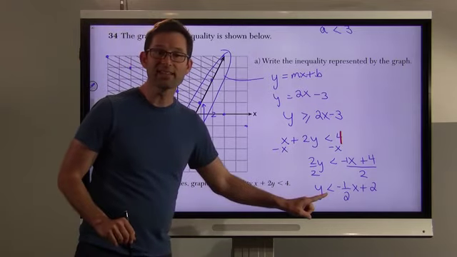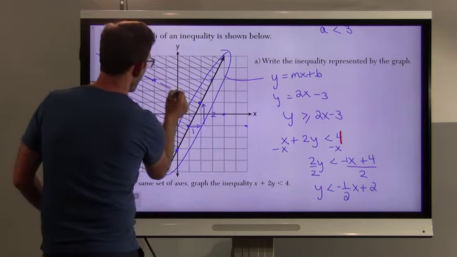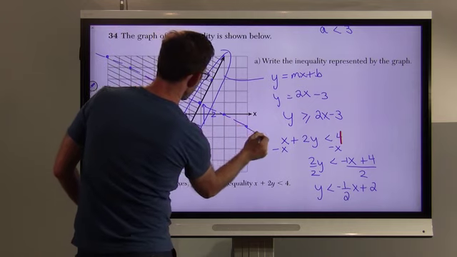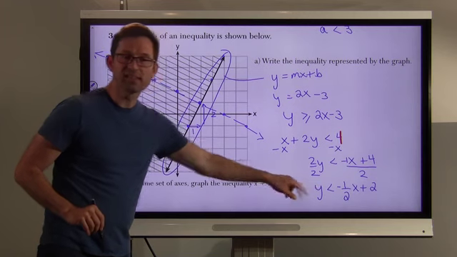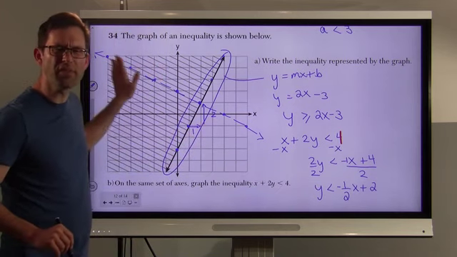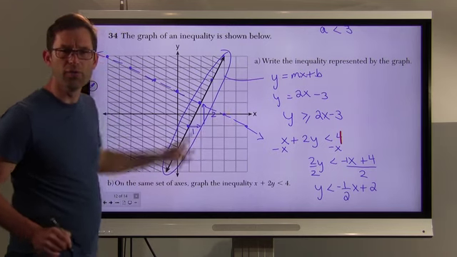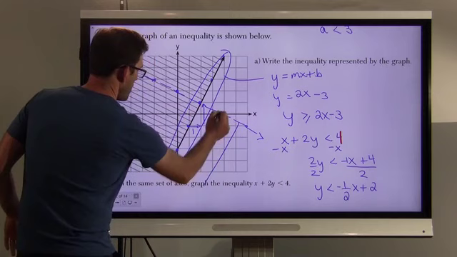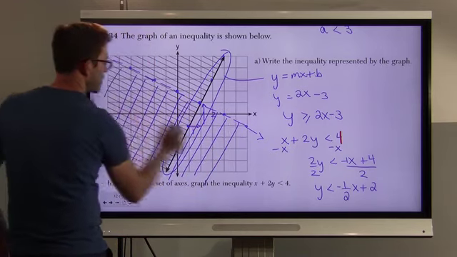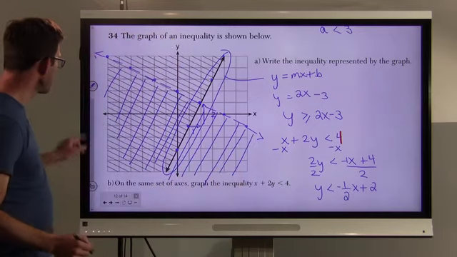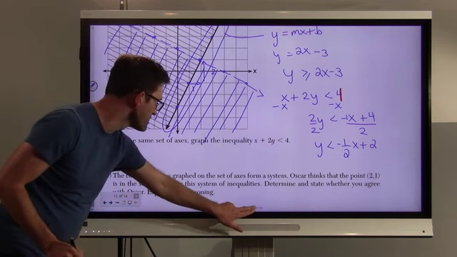Now, because it's less than, not less than or equal to, I would draw that in dash. Hopefully I would have a ruler. I don't have one right now, but I'd have that. And now because it's less than, I'm going to shade below it. Just think about this as part of a roof. If you were hiding out underneath that roof, it's down here. And there we go. That's that inequality.